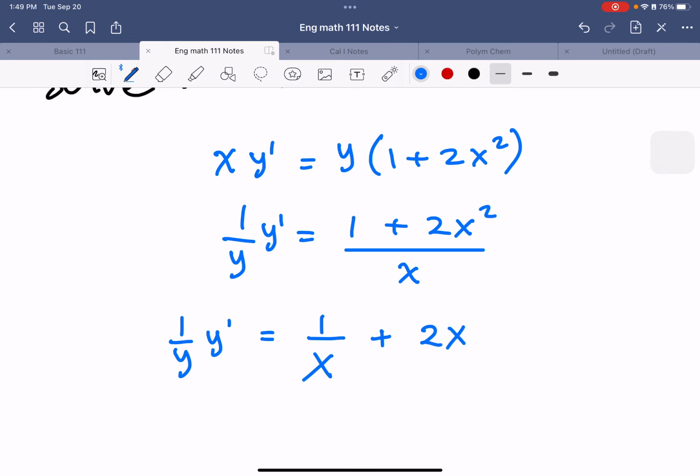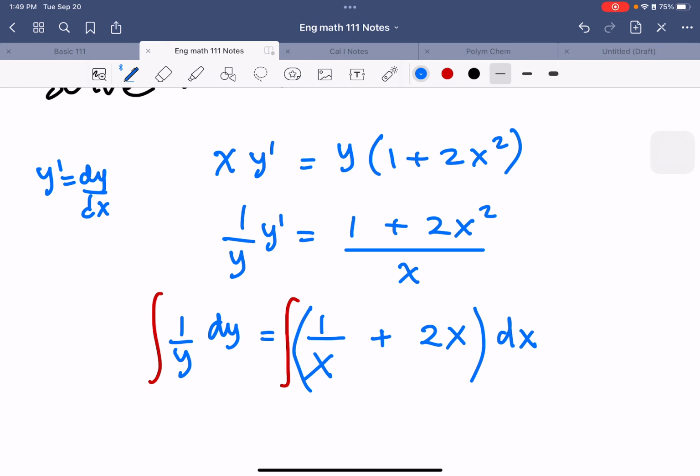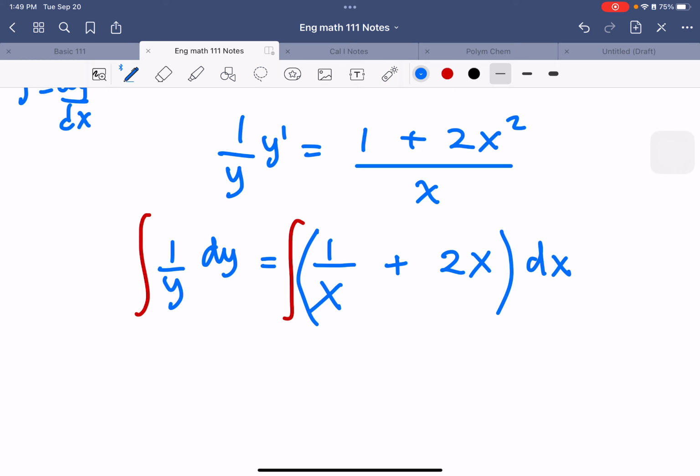Okay, and now we take the integral. To make sure, y prime is dy/dx, so I can write this as dy and then dx going to the right side. Now the integral of 1 over y is ln, so we can write ln y, and this will be ln x plus x squared plus a constant.